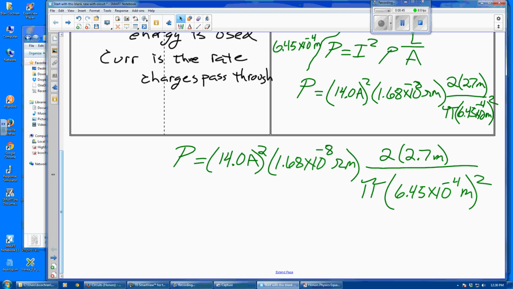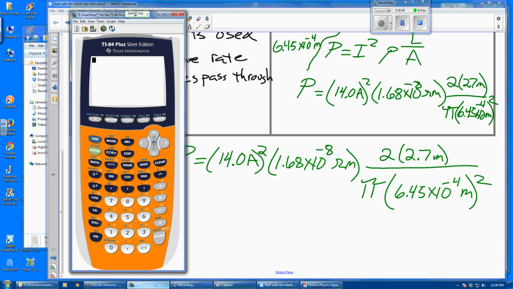Should come out, right? Let me check. Pull out my calculator. Let's see, 14 squared times 1.68 EE negative 8 times 2 times 2.7 divided by, parentheses, pi times 6.45 E to the negative 4th, squared, close parentheses, 13.6. I wonder if that's right.